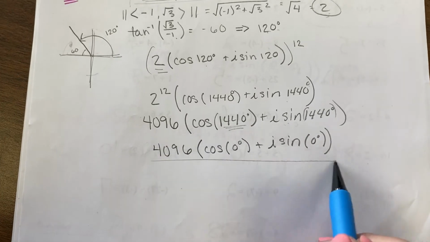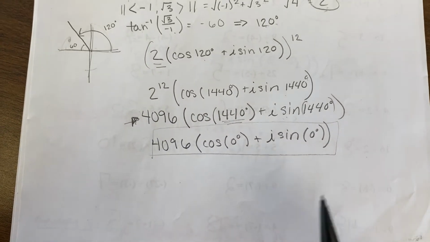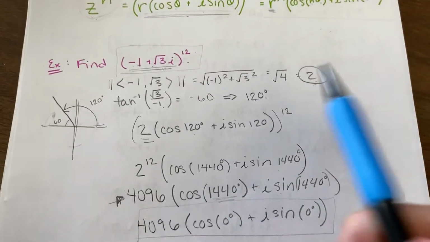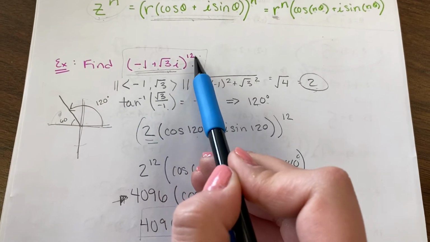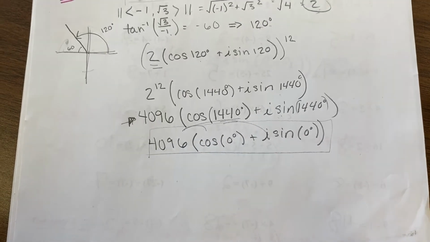Now, this is the trig form of the number. This would be a just fine answer also. But if I want to actually find what this number raised to the 12th power is, I can keep going and I can keep simplifying this.